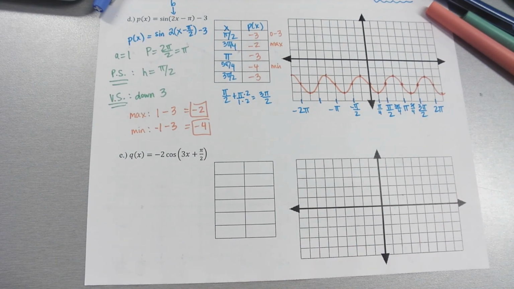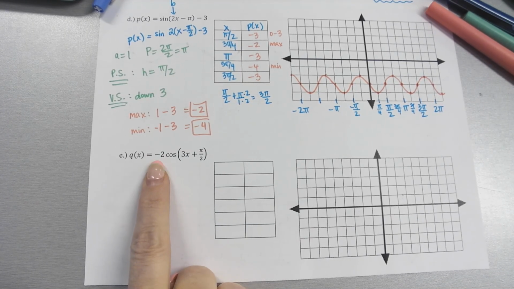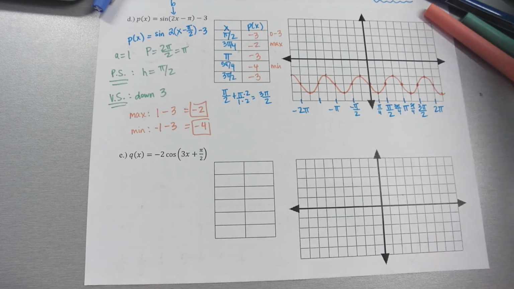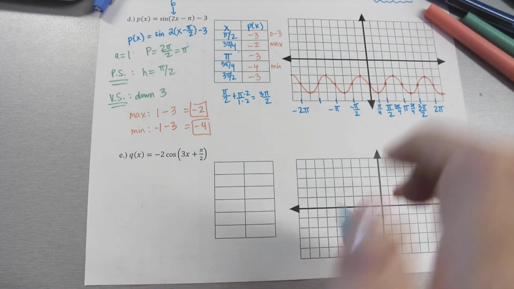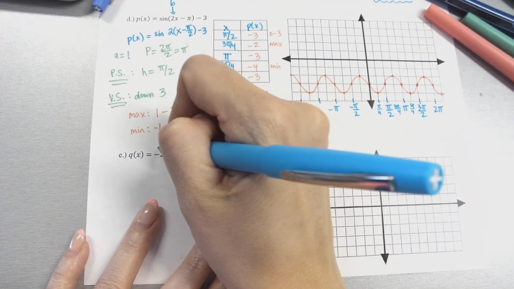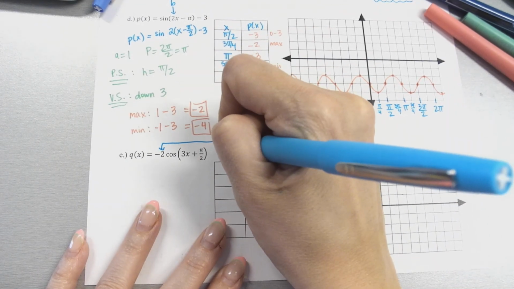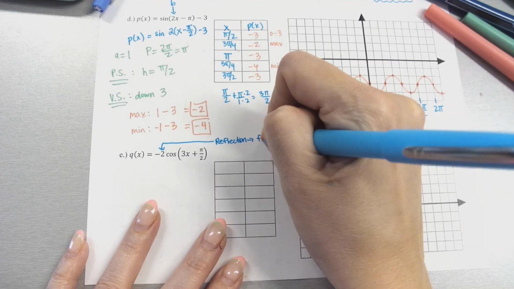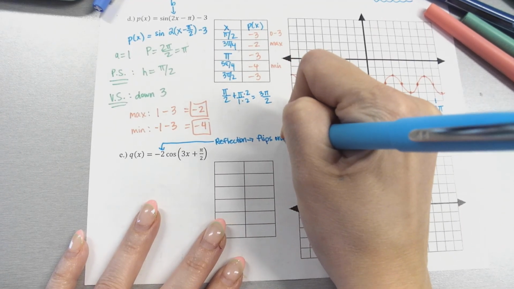All right, now with this one, there's two new things. We have this negative in front. Do you guys remember what the negative does? Yep, it flips the order of the max and min. So that means there's a reflection. There's a negative, there's a reflection, and it flips the order of your max and min.